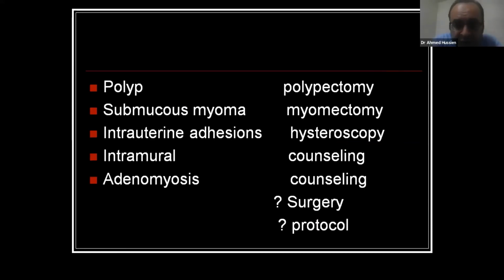After diagnosis of the abnormality by ultrasound, you take your decision what to do: polypectomy, submucous myoma to do myomectomy, intrauterine adhesion to do hysteroscopic adhesiolysis. Age of the patient, number, size, location. Adenomyosis, you counsel your patient about the result. It affects the outcome. You may change your protocol to a long extended protocol like endometriosis.